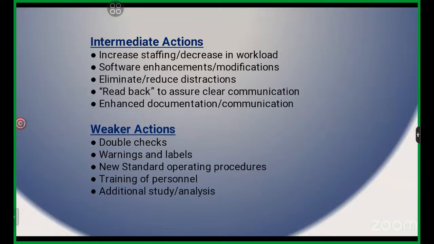So we also have intermediate actions. Intermediate actions can involve increasing staffing or a decrease in workload. Maybe a risk is associated with the staff being overworked and fatigued. How can this error or problem be solved? Then you can think of increasing staffing so that you minimize the workload, so that people are able to operate in a better environment.